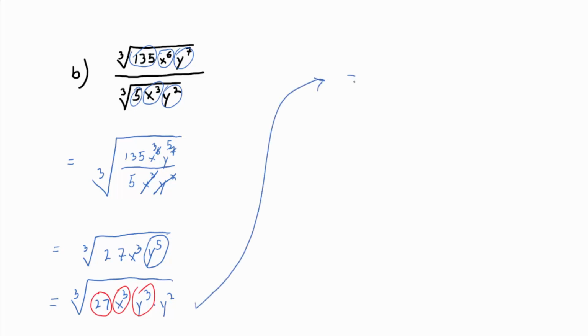What do you get? Cubed root of 27? 3. Cubed root of x cubed? x. Cubed root of y cubed? y. And then what's left? Cubed root of y squared. There you go.